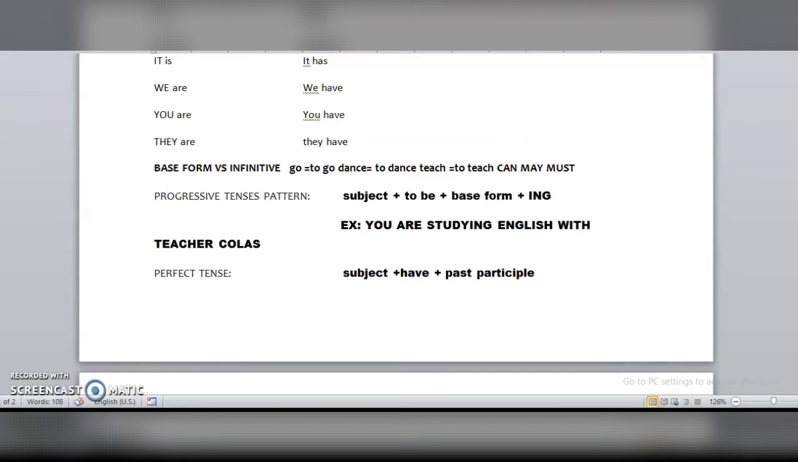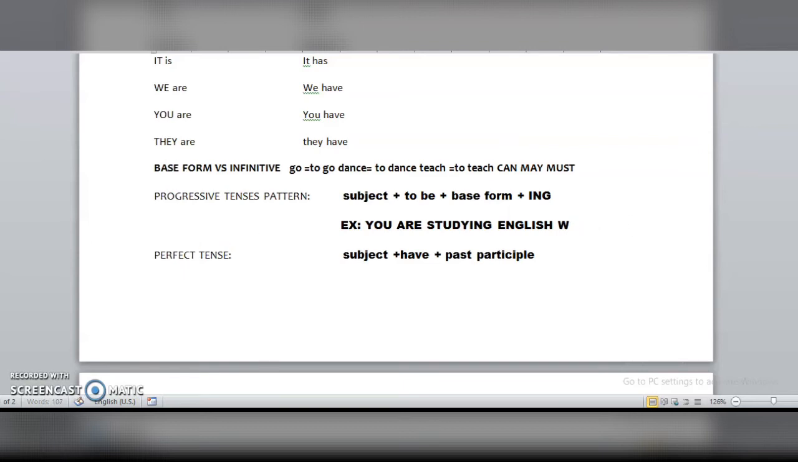You are studying English with Teacher Kola. So, okay? I think you understand very well. So, I get the progressive tenses: the subject plus to be plus base form plus ing. If the verb to be is at the present tense, I'm going to get the present progressive. If it's the past tense, past progressive. If the verb to be is at the future, future progressive. If the verb to be is at the conditional plus base form plus ing, it is the conditional progressive.